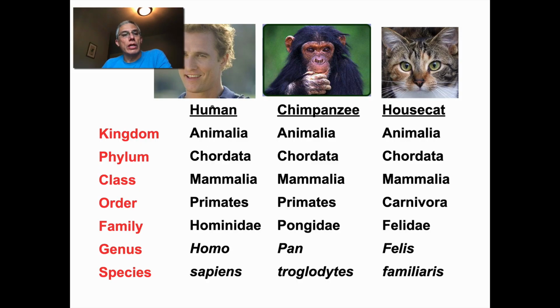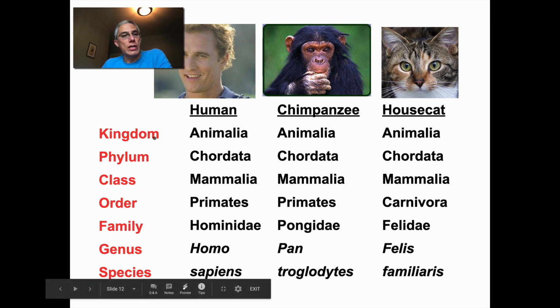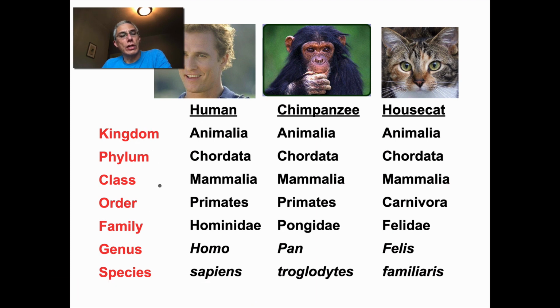So looking at this screen, in this case we're ignoring the domain, so just those 7 levels of classification. We're making comparisons between these 3: human, chimpanzee, and house cat. You can visualize how they're related to each other based on their level of classification and what that level is called. In this case, all 3 of these organisms fall within the kingdom Animalia. All 3 have a backbone, so they would all fall within the phylum Chordata. All 3 are considered mammals, and so they would all fall within the same class. That makes all 3 of these related to each other in reference to those 3 levels.